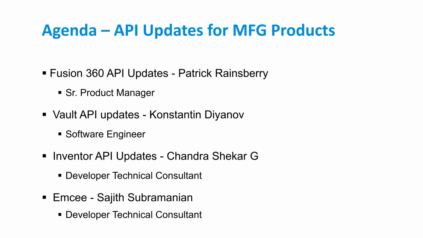And also have Chandra Shikhar, who's from my team. He's going to be providing our API updates for Inventor. He's a developer technical consultant. He's our Inventor expert. You've probably seen him in the Inventor customization forums, as well as gotten direct support from him. And then Sujit Subramanian is also a developer technical consultant. He works on my team. He's an expert in the Vault API and Fusion 360. He also supports Inventor. And so he's going to be helping us between speakers.